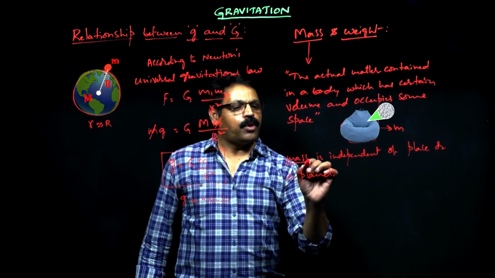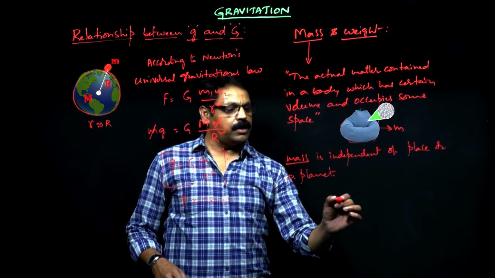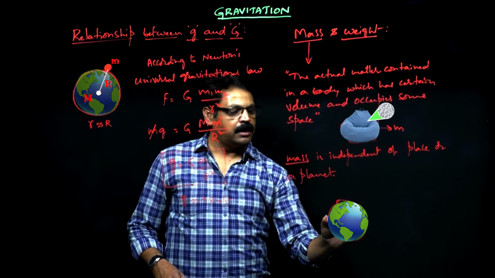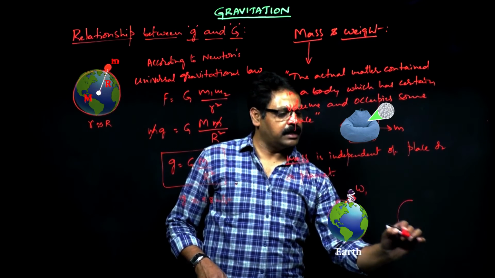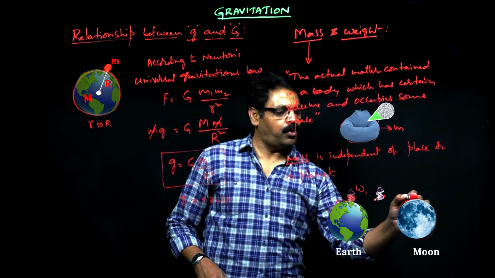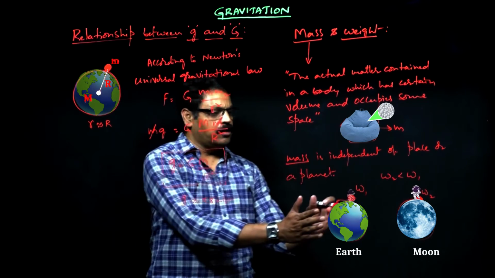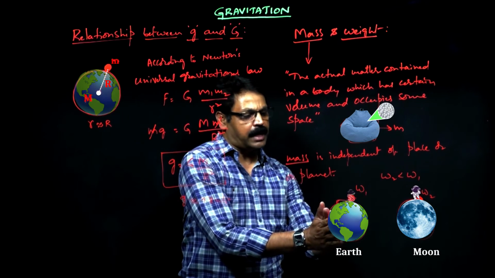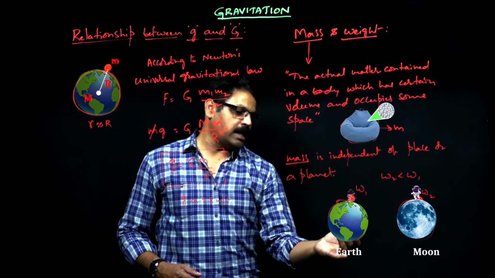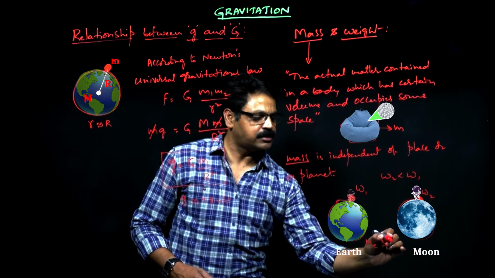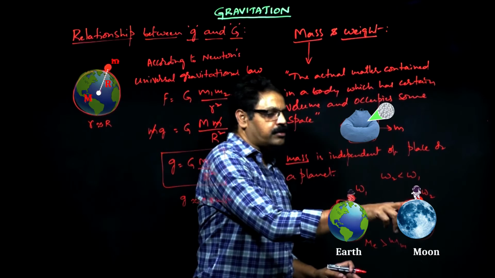Whereas the weight of the body changes. Mass does not change. Weight of the body changes when you are taking it from one planet to the other planet. Meaning that if you take the Earth, if a body is kept, let us say its weight is W1. If you are taking the same body on the Moon, its weight is going to be W2, where W2 is less than W1. When you are taking a body from the surface of the Earth, which is a planet, to the surface of the Moon, which is a satellite, the mass of the Earth is greater than the mass of the Moon. Therefore, definitely the weight of the body is more on the Earth compared to the Moon.